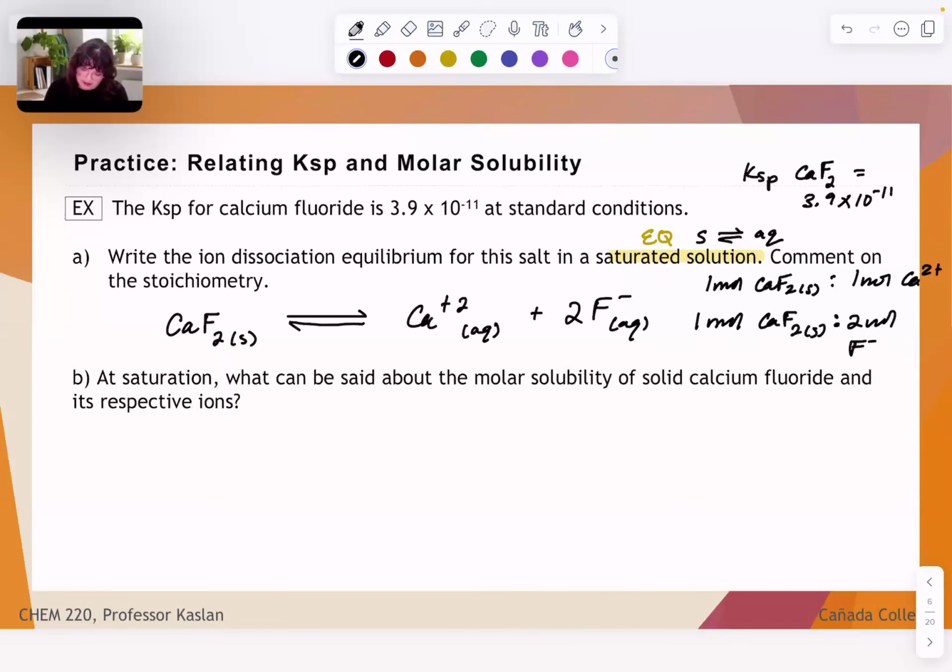So the ion dissociation equation is like this, just like we would write maybe an acid dissociation equation, but here we're just looking at the solid splitting up. And then the stoichiometry commentary is looking at the mole ratios and relationships between the quantities of the aqueous ions to the quantity of the solid.